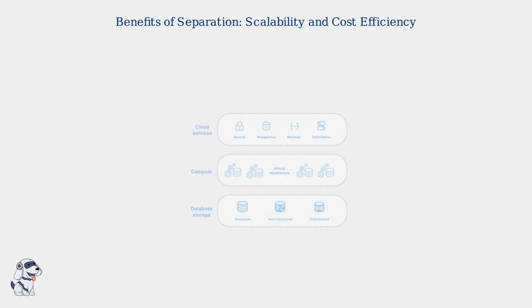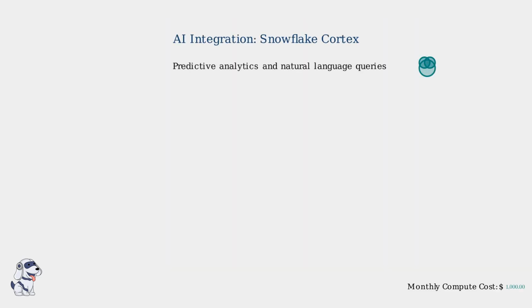A real-world example is Walmart, which reduced costs by 40% using Snowflake's decoupled architecture for their retail analytics. Snowflake has integrated advanced AI features like Snowflake Cortex for predictive analytics, enabling users to run machine learning models directly on data without moving it.